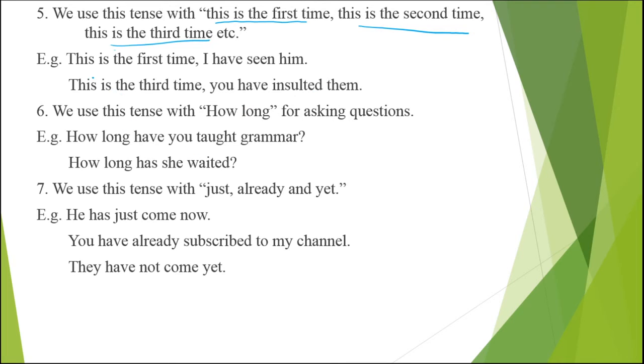Like we say, this is the first time I have seen him. So this is the first time I have seen him, you will be using with this tense. This is the third time you have insulted them. This is the second time you have gotten first position. So these expressions you will be using in this tense in order to express the duration of time. This is the first time, this is the second, this is the 10th time, this is the 4th time, this is the 1000th time, etc.